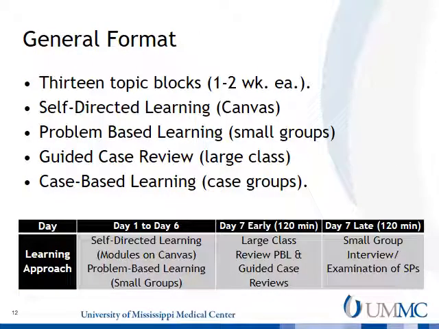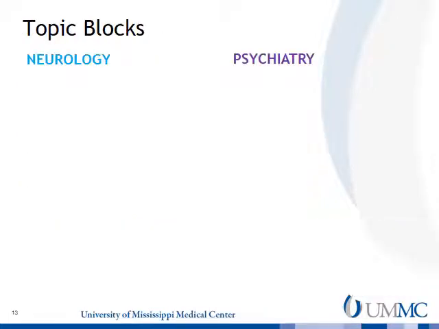The general format of Medical Neuroscience and Behavior 2 is 13 general topic blocks of 1 or 2 weeks each that begin with self-directed learning and a problem-based learning assignment, and proceed to guided case reviews, and finally small group work with standardized patients. This year I've been able to cluster most of the large class meetings and small group sessions on the same day so that students only have to commit 1 day a week on campus for the course.